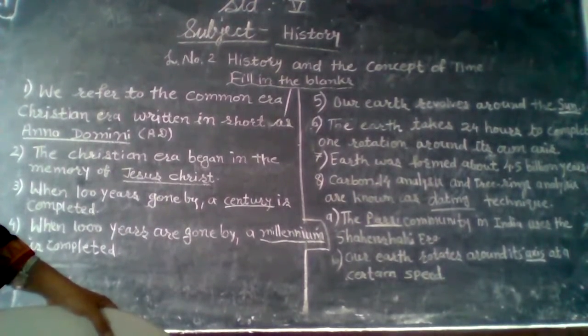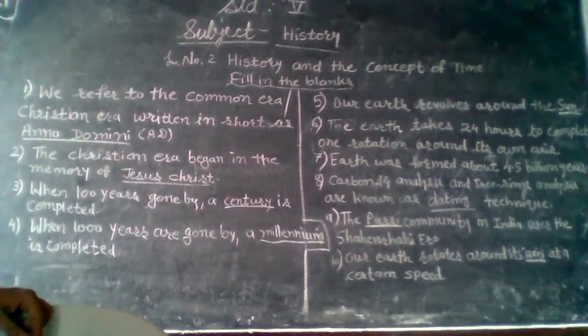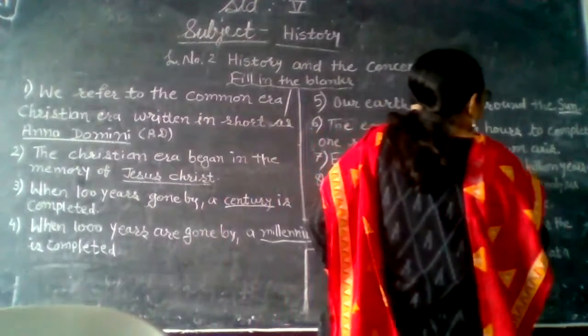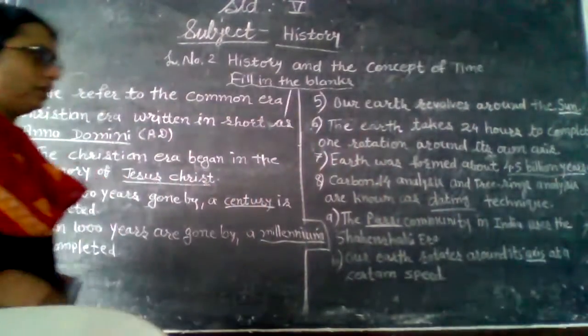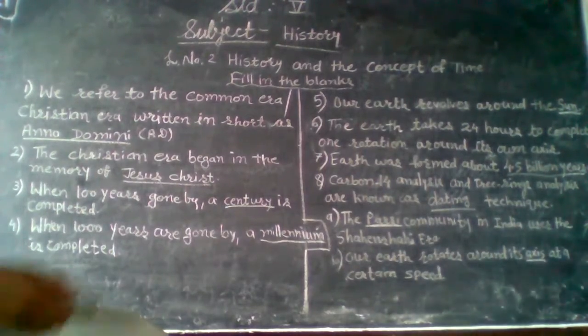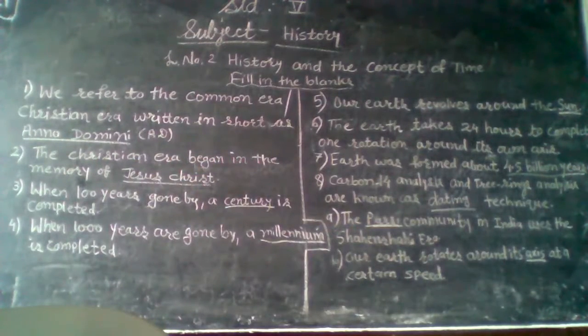Our earth revolves around the sun. The earth takes 24 hours to complete one rotation around its own axis. Earth was formed about 4.5 billion years ago. Carbon-14 analysis and tree rings analysis are known as dating technique. The Parsi community, P-A-R-S-I, in India uses the Shahenshah era. And our earth rotates around its axis at a certain speed.